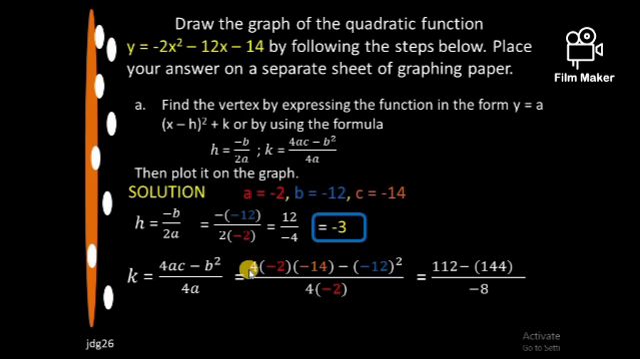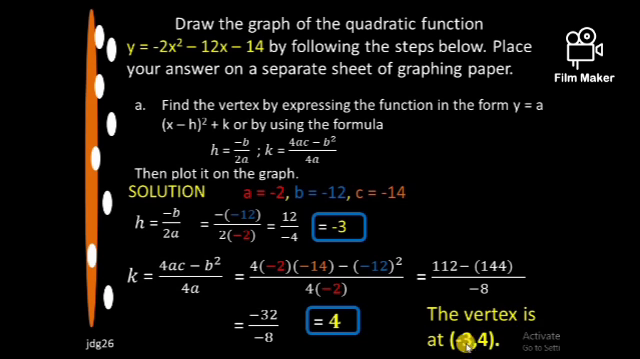Simplify. So, 4 times negative 2 times negative 14 is 112. Positive. Minus. Negative 12 squared is 144. And 4 times negative 2 is negative 8. And then, 112 minus 144 is negative 32 divided by negative 8. So, we have k is equals to 4. So, ibig sabihin, we have h equals negative 3 and k is equals to positive 4. Then, we have now the vertex at negative 3, 4.